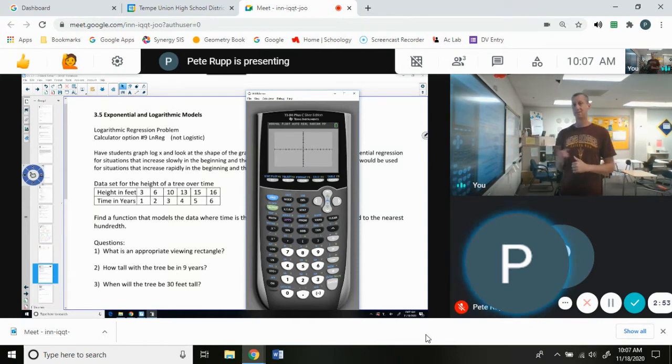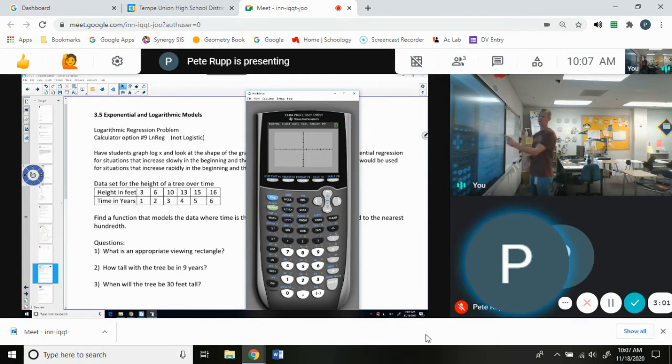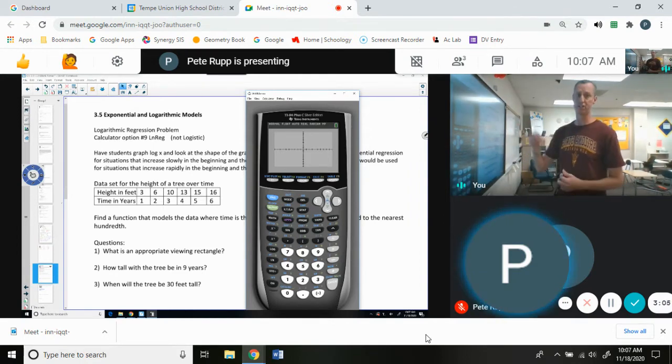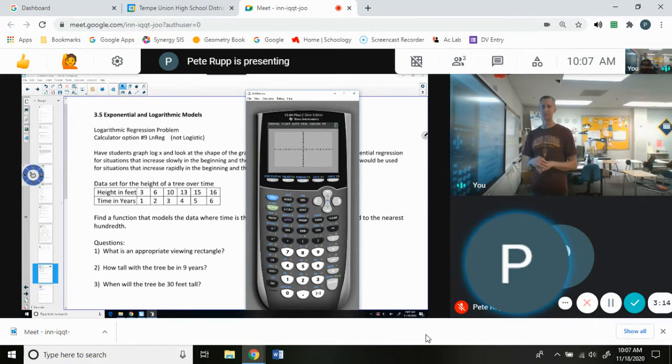So a couple of things. Number one, your window might be wrong. Maybe you're not looking at the correct part of the graph that we need to look at. However, if I look at my data, the ordered pair 1, 3 should be on there. And the ordered pair 1, 3 is not showing up. So that's a problem. The main reason that students can't see their data is because they didn't turn their stat plot on.